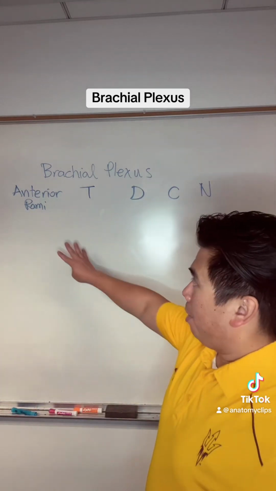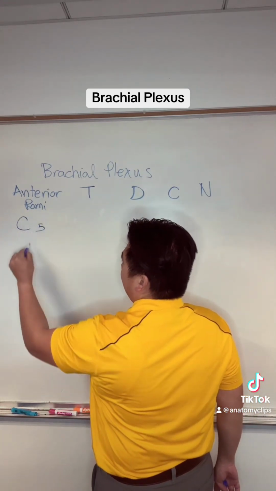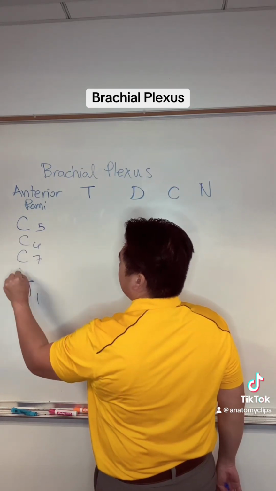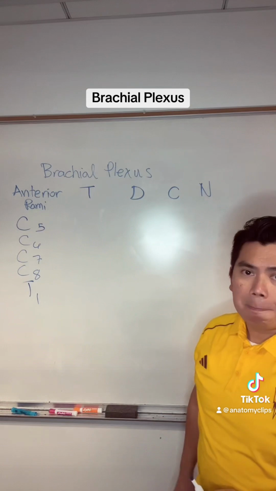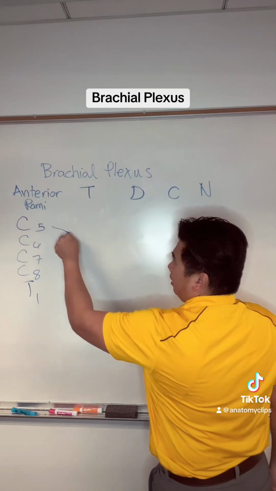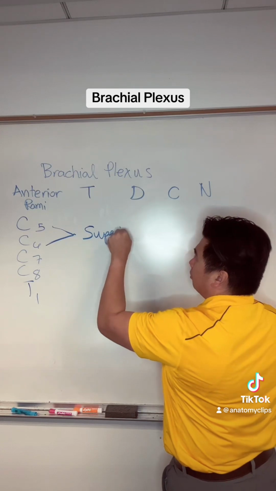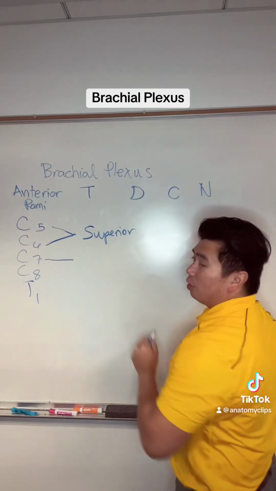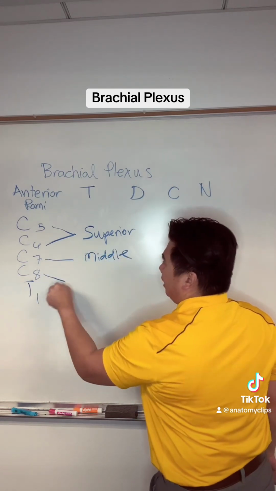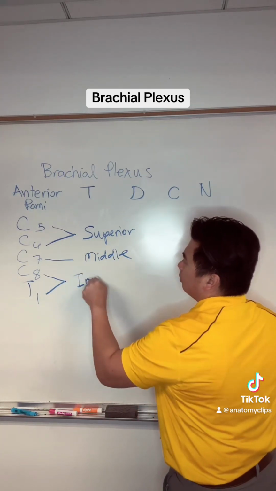So let's start with the anterior rami. For the anterior rami, remember the spinal nerves associated with that will be from C5 to T1. So we start off C5, C6, C7, C8 to T1. The next hierarchy will be trunks. C5 and C6 together will form the superior trunk. C7 on its own will form the middle trunk. Then C8 and T1 together will form the inferior trunk.